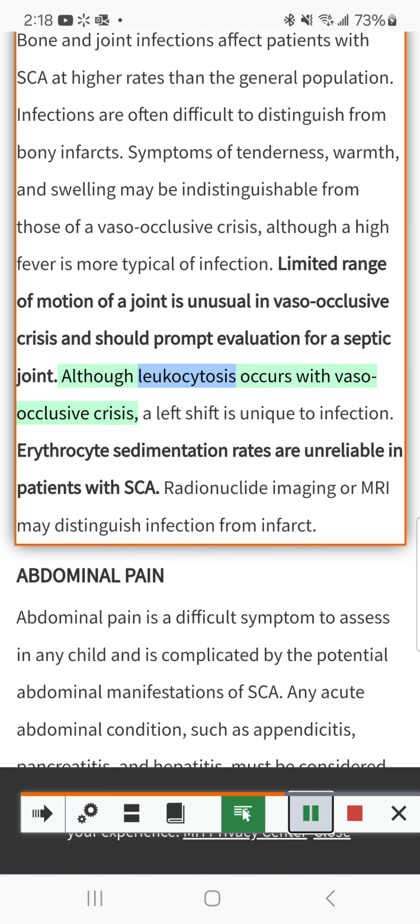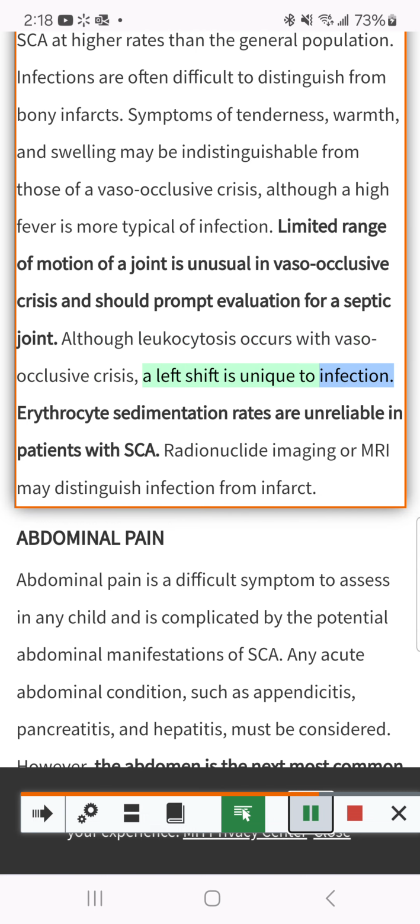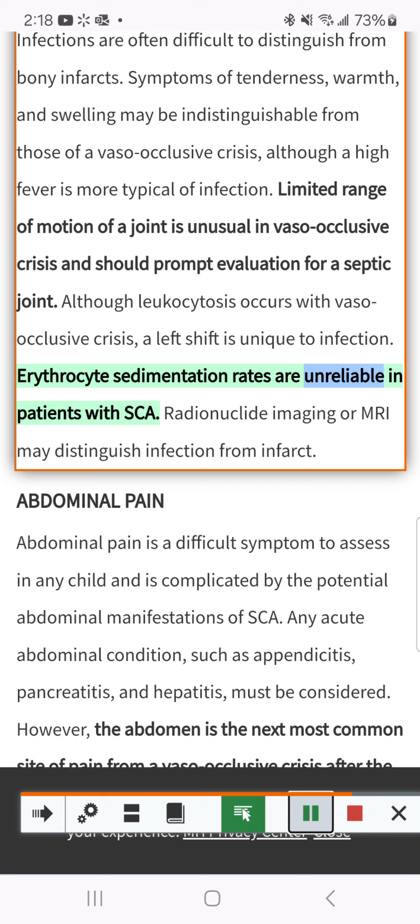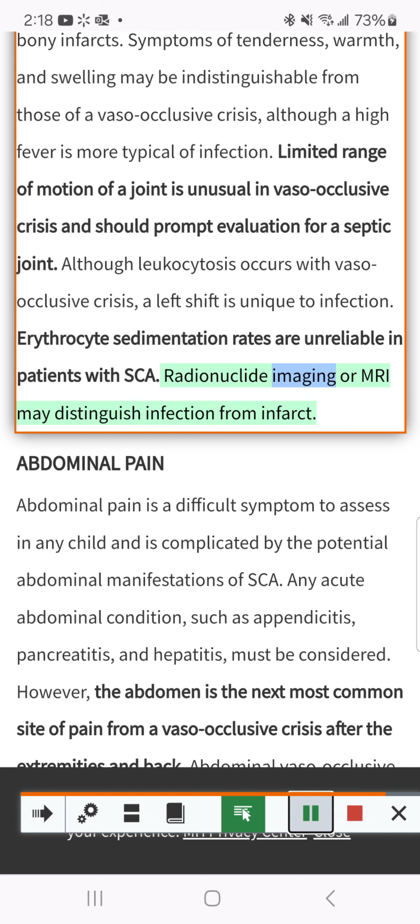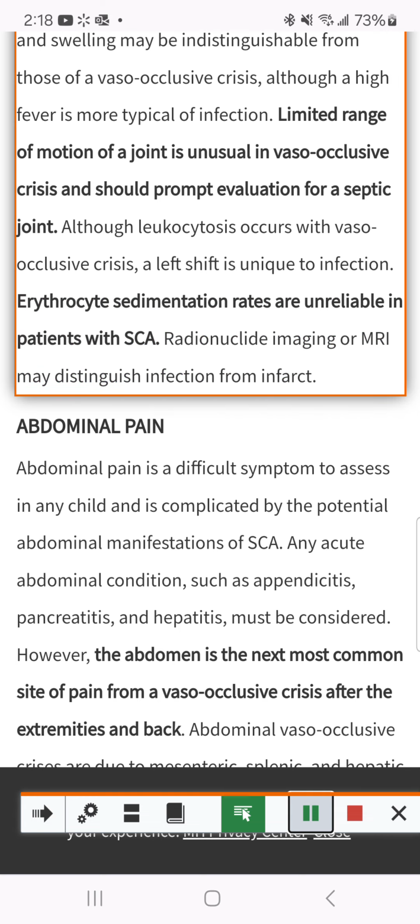a septic joint. Although leukocytosis occurs with vaso-occlusive crisis, a left shift is unique to infection. Erythrocyte sedimentation rates are unreliable in patients with SCA. Radionuclide imaging or MRI may distinguish infection from infarct.